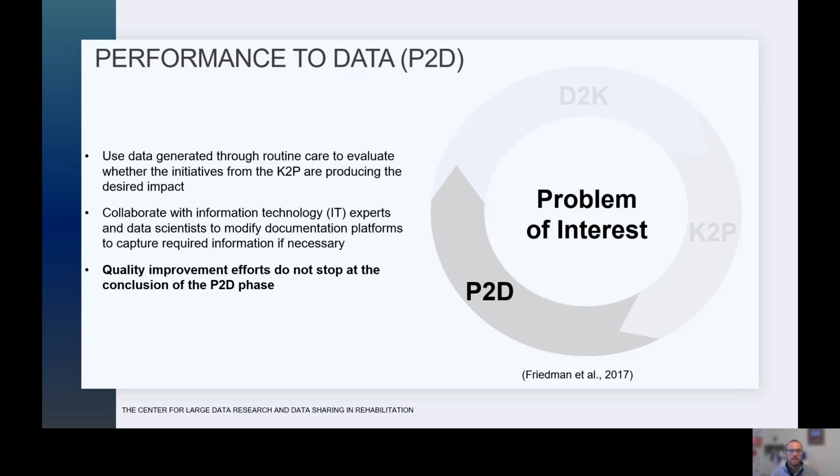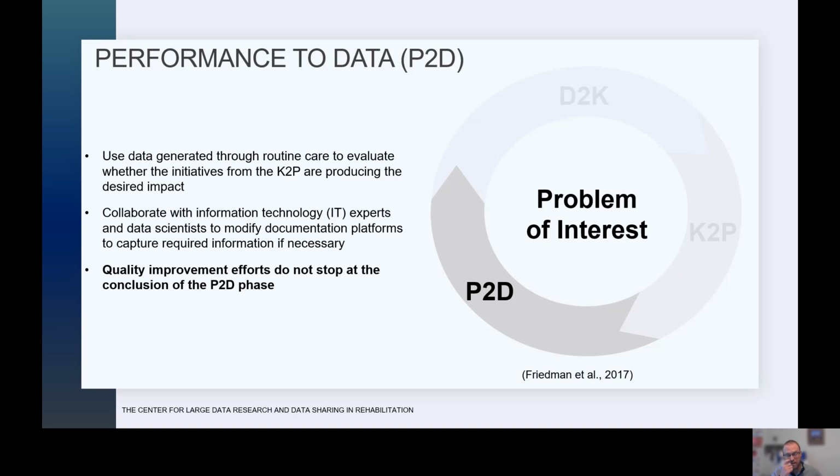And lastly, the performance to data phase. This is where we use data generated through routine care to evaluate whether those initiatives from the knowledge to performance phase are producing the desired impact. Now, during the data to knowledge phase, we mentioned that this expertise regarding using existing data elements to evaluate constructs of interest really comes in handy. It also comes in handy by allowing us to determine what data elements we are not capturing that may be informative. So we can collaborate with information technology experts and data scientists to modify documentation platforms to make sure we're capturing all the information we need to improve care and patient outcomes.